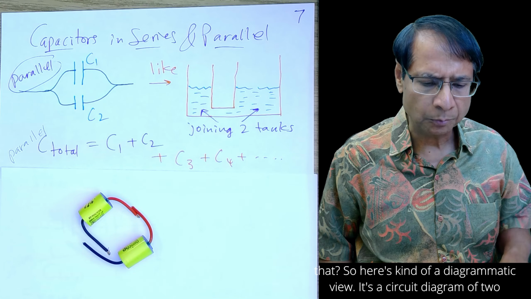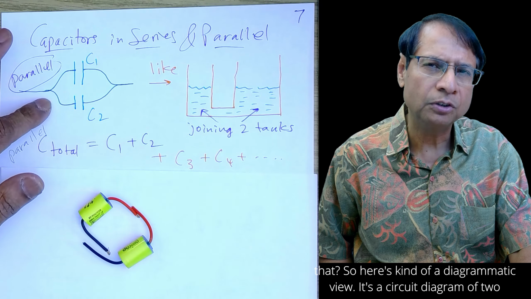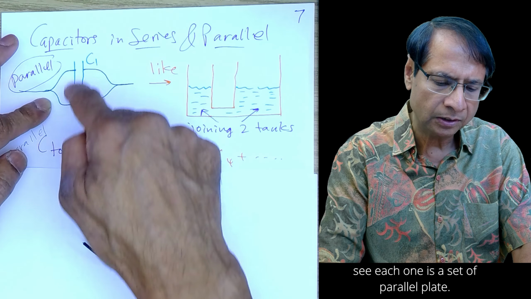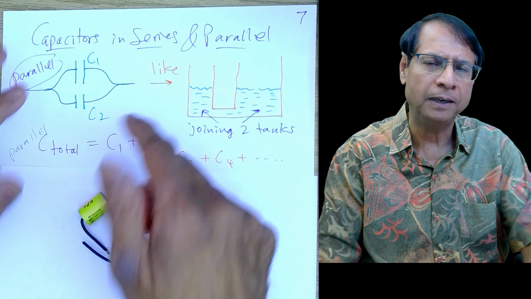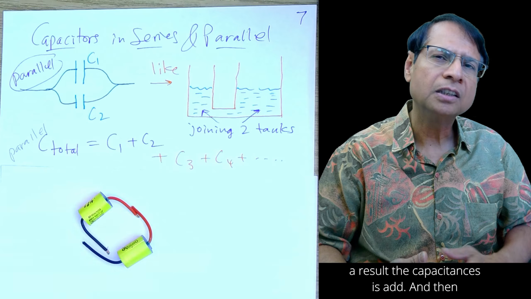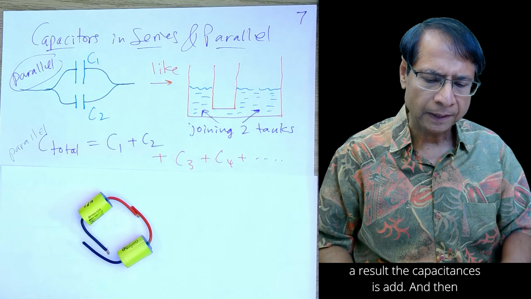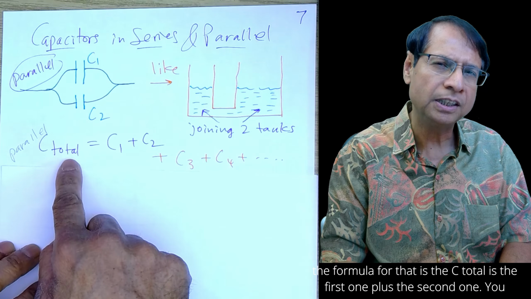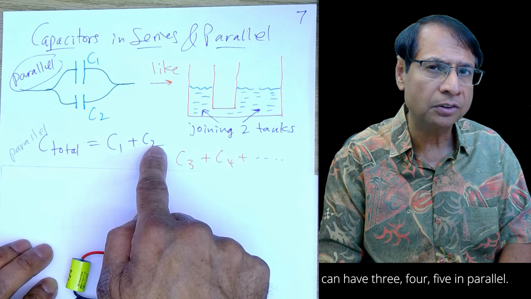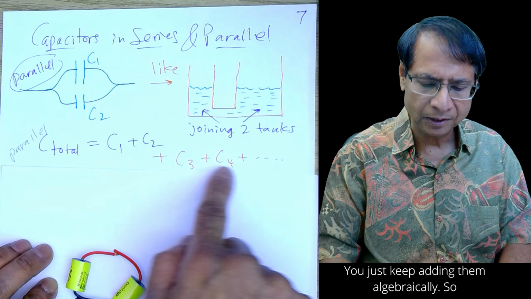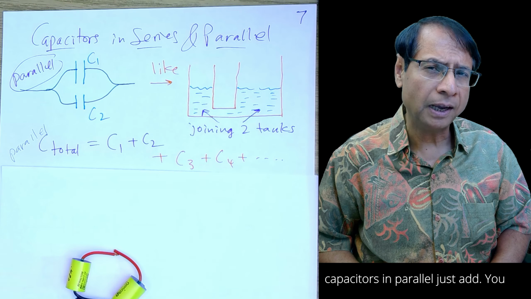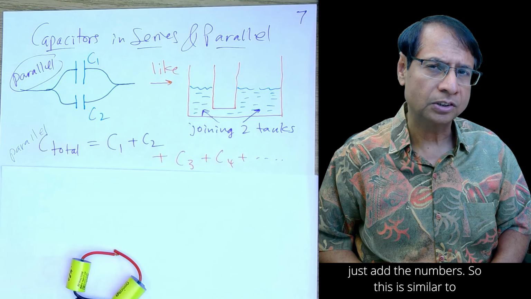Why is that? So here's kind of a diagrammatic view. It's a circuit diagram of two capacitors connected in parallel. You can see each one is a set of parallel plates. So it's like increasing the area. So as a result, the capacitances add. And then the formula for that is the C total is the first one plus the second one. You can have 3, 4, 5 in parallel. You just keep adding them algebraically. So capacitors in parallel, you just add the numbers.